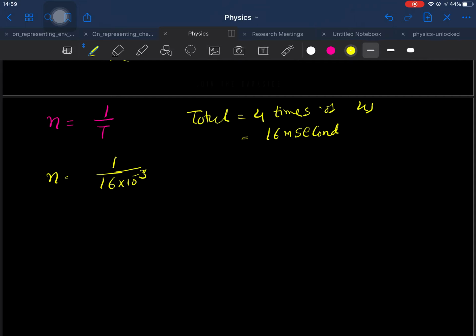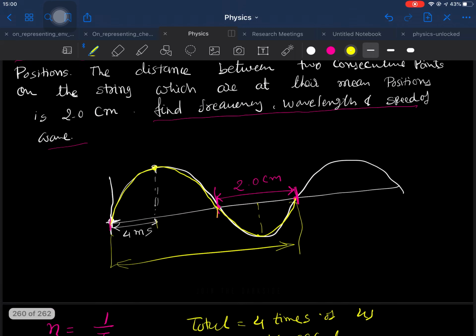So what is the frequency in hertz? It is n equal to 10 raised to 3 divided by 16. If you just calculate it, you should get about 62.5 hertz, plus or minus some error. So just do the quick calculation. Now let's move further. The first thing, frequency, is done.